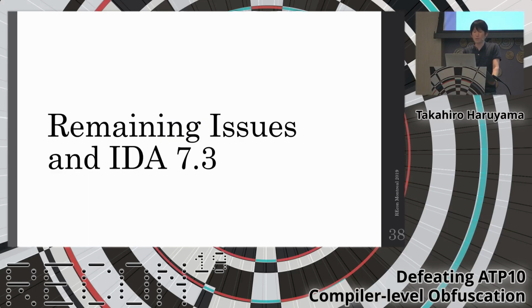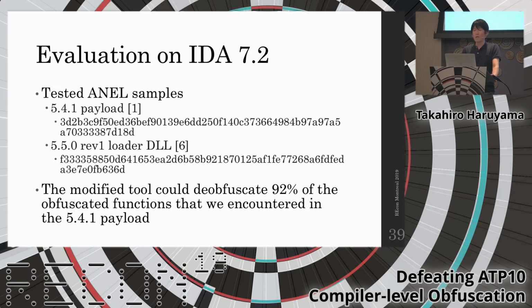I refer to the issues that I got when testing on IDA 7.2 and improvements on 7.3. I evaluated the implementation on IDA 7.2 by using 2 ANEL samples. One is version 5.4.1 payload. The other is version 5.5 loader DLL. The modified tool could de-obfuscate 92% of the obfuscated functions that we encountered in the first sample.